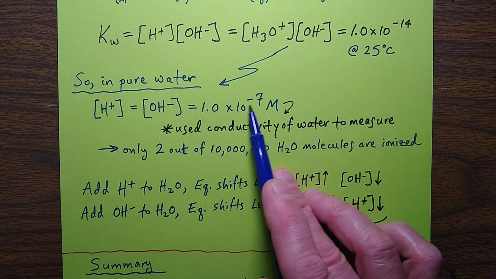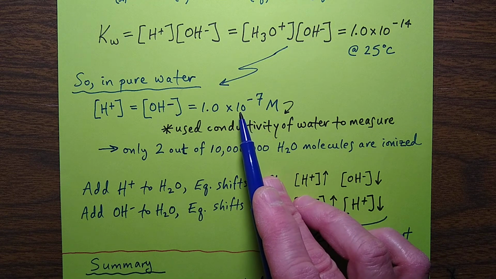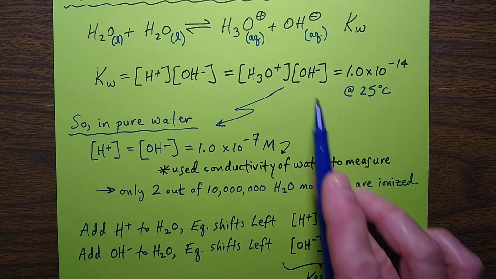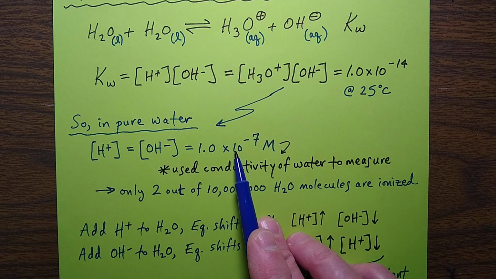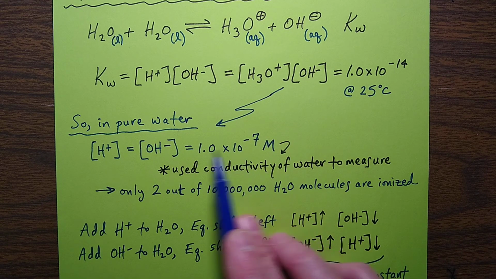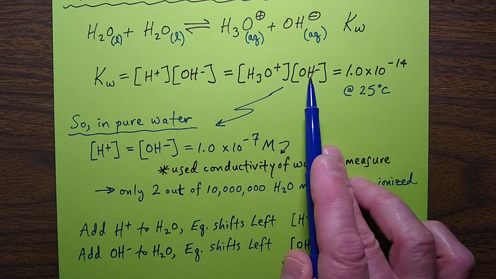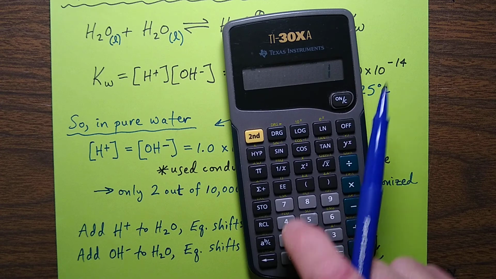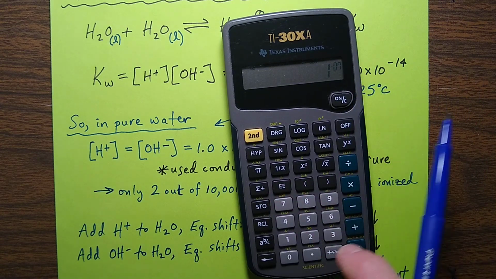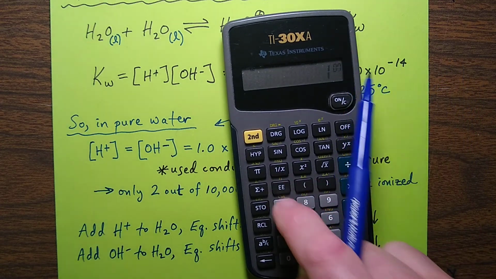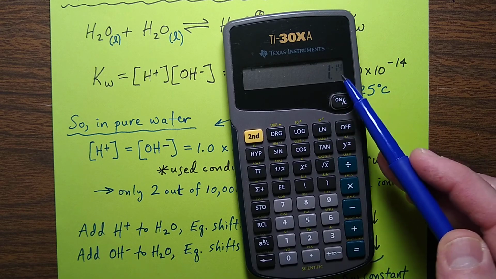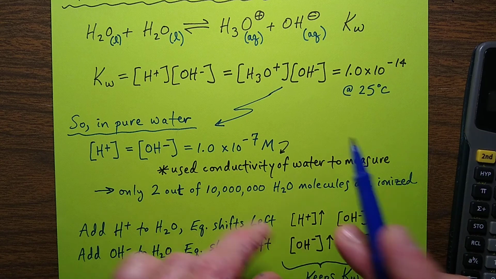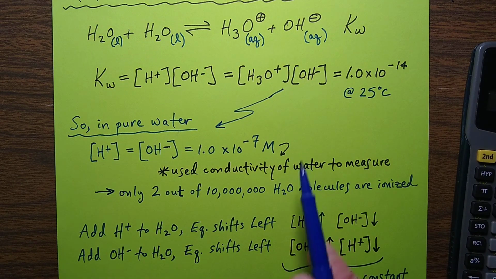At 25 degrees, they measured those numbers, and then they said, well, if those are equal, the equilibrium number, the Kw, is just the product of that number. It's that times itself because they're equal. That times that, which is this times this. So if you take 1 times 10 to the negative 7th power and multiply it by itself, you get 1 times 10 to the negative 14th power. Okay, and that's where I got that Kw from.